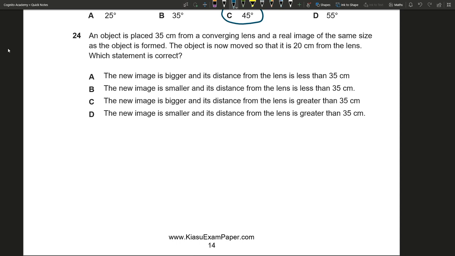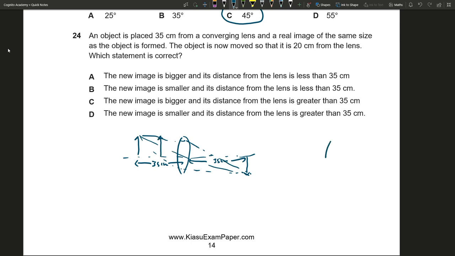Question 24, an object is placed 35 cm from a converging lens. So let's try to draw. So we have an object, this is 35 cm, and a real image of the same size as the object forms. Of the same size means that this is 35 cm as well. So this is our image. Now we are told that the object is moved closer. Let me redraw this. Now the object is moved closer so that it's now 20 cm from the lens.